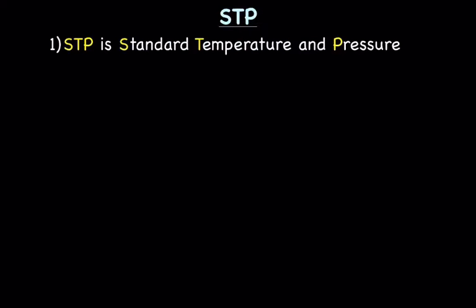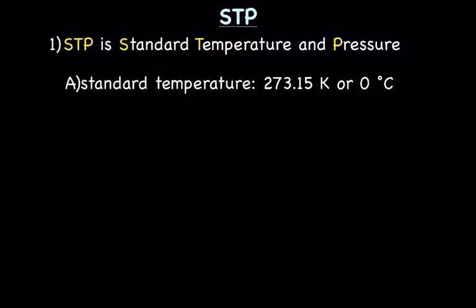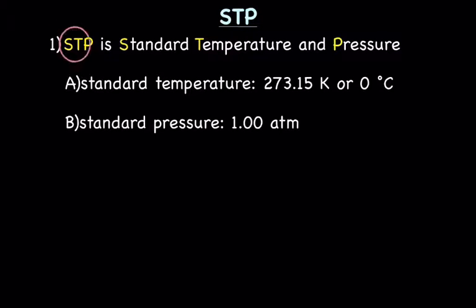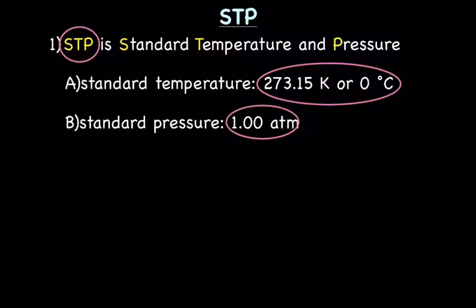All right, we need to talk really quickly about this thing called STP. What is STP? STP is standard temperature and pressure. So again, STP, standard temperature and pressure. So now, what is standard temperature? Well, easy. Standard temperature is 273.15 K or 0 degrees Celsius. And standard pressure, 1 atm. Okay, you need to know what is meant by STP. You need to know that standard temperature is 273.15 K, and you need to know that standard pressure is 1 atm.